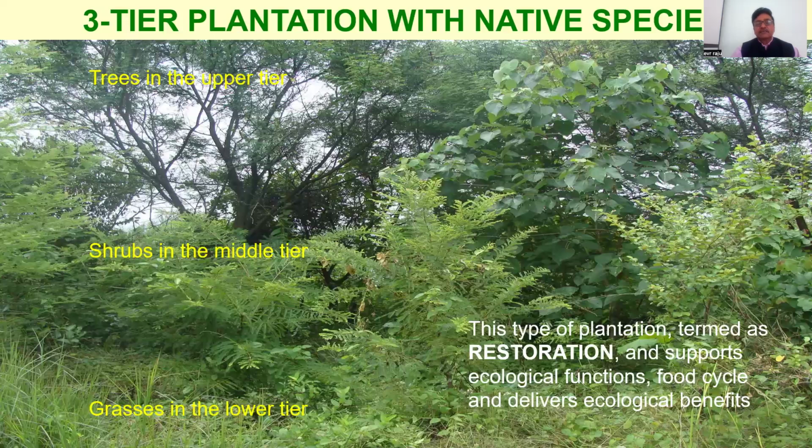Now, this is a typical 3-tier eco-restoration site. You have grasses in the lower tier and shrubs in the middle tier and trees in the upper tier. And this type of restoration work supports the ecological functions, then the food cycles, and delivers all the ecological benefits of the system. Please, go for the next slide, please.